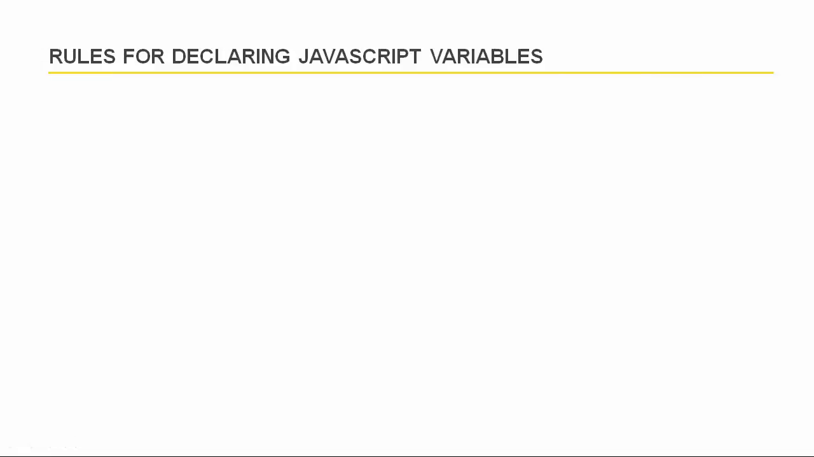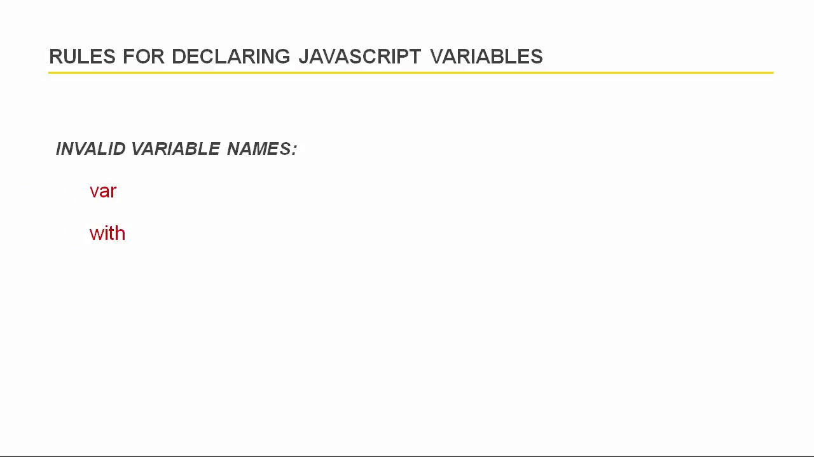In this video, I will discuss some rules for declaring variables in JavaScript language. There are certain names and characters which you cannot use for your variable names. These names which you cannot use are called reserved words. Reserved words are words that JavaScript keeps for its own use. For example, the word var or the word with.